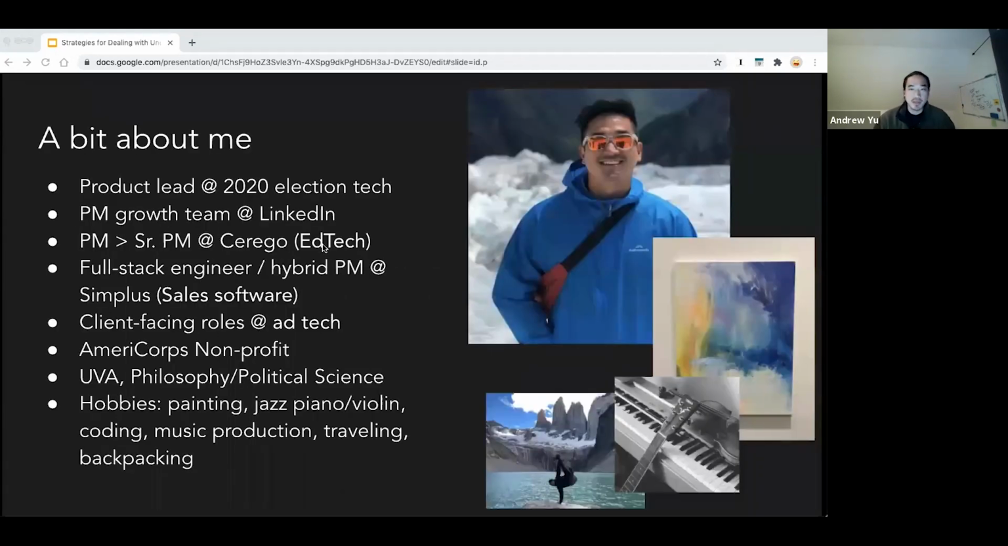All right, so a little bit about me. I most recently was working on the growth team at LinkedIn, but currently I'm working on some election technology for the 2020 election. So really cool, interesting problem space there. Prior to that, I was working as a product manager and senior product manager at an ed tech startup. Prior to that, I was working at a sales software startup, so I was an engineer there. A lot of fun, interesting background, and in my time, which seems to be much less nowadays, I like to do a little art and music and things like that.